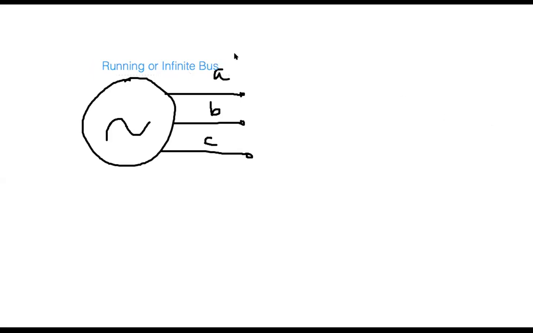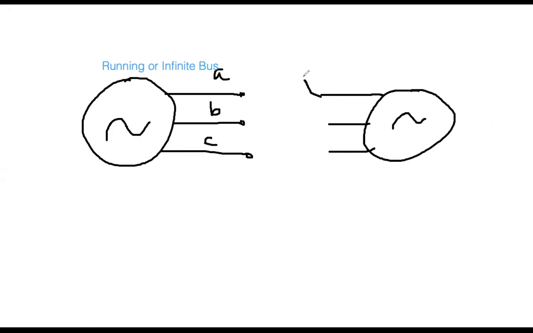Okay, and then here assume that there is a new generator. This is the new generator that we want to connect in parallel with this generator. It has a switch. Our final goal is that we will be closing this switch like that. That is our ultimate goal. And then let's say this also has A, B, C. Let's designate A prime, B prime, C prime. Now let's label this one. This is the incoming generator.